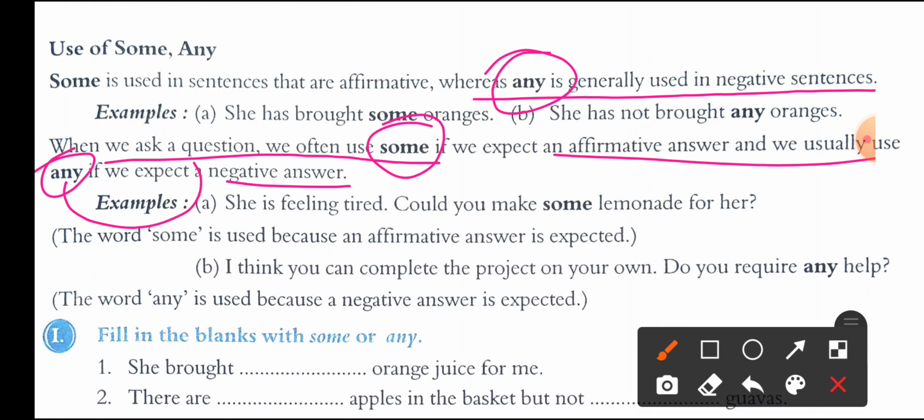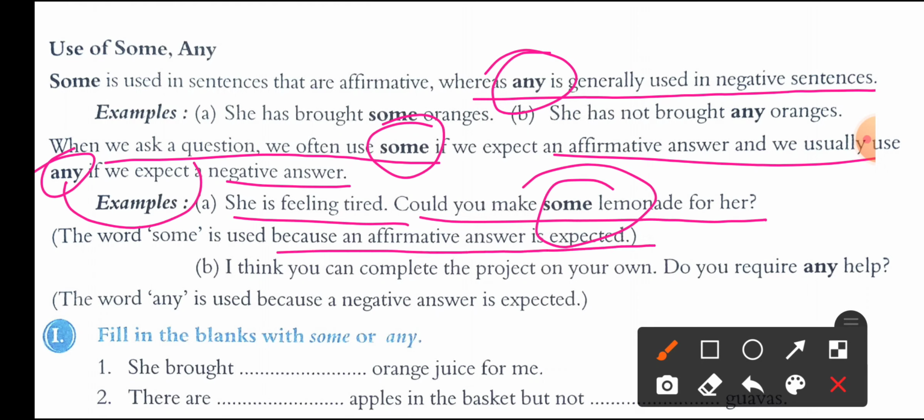Now let's understand this with the example. She is feeling tired. Could you make some lemonade for her? Right. So the expected answer would be what? Yes, sure. So that is why some lemonade. The word some is used because an affirmative answer is expected here.